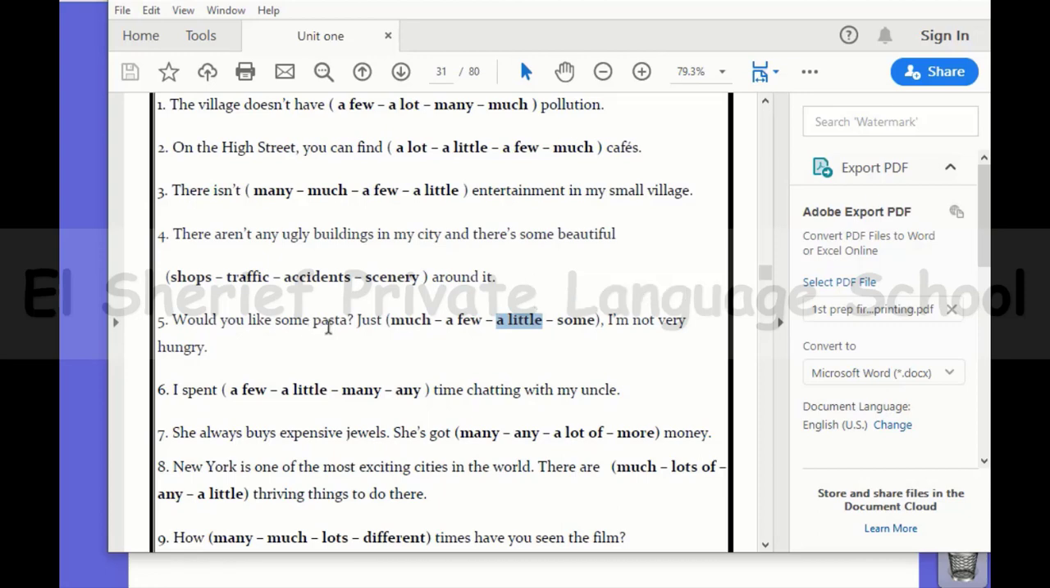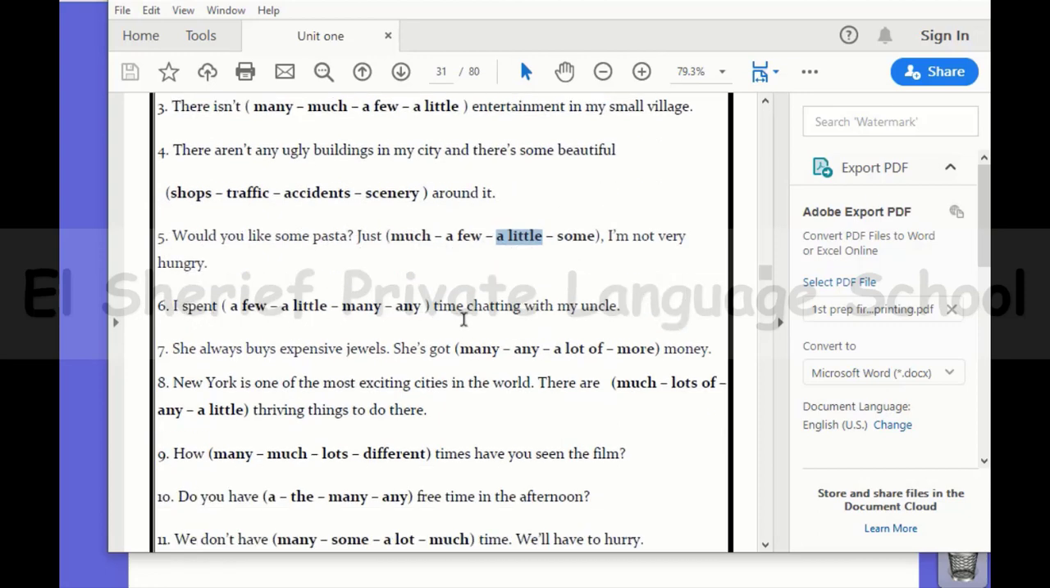It is food. Number 6. I spent time chatting with my uncle. So I spent a little time. Here this word time is an uncountable noun. It is the measurement of minutes, hours, days, and so on. Number 7. She always buys expensive jewels. She has got money, so she has got a lot of. And this phrase here, a lot of, can be used with countable and uncountable nouns.